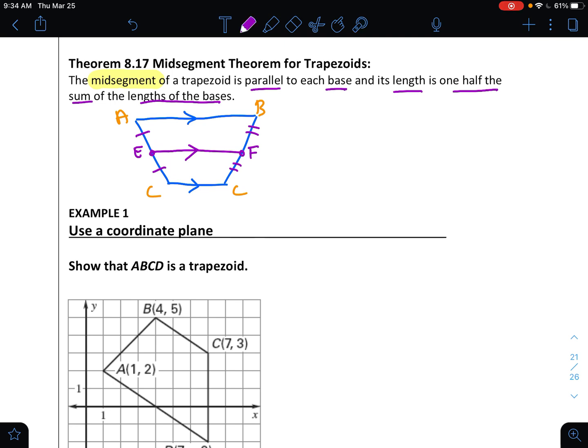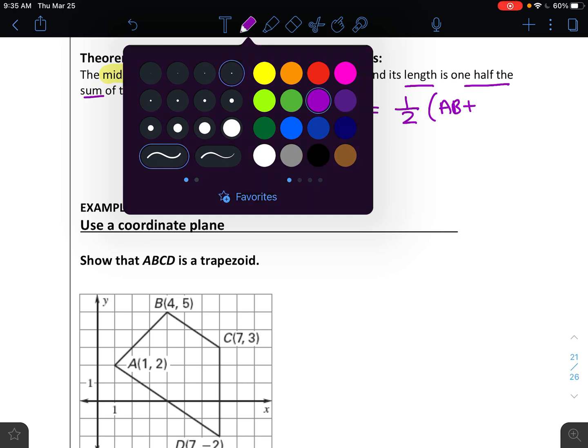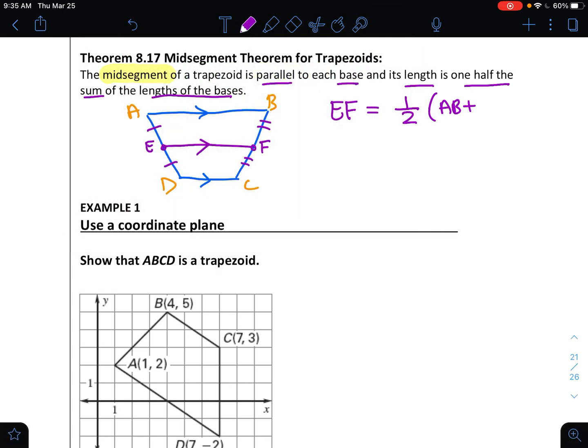Okay, so let's go back to the length one. The length of the mid-segment is 1/2 the sum of the lengths of the bases. So let's use this with just the names. The length of the mid-segment, EF, is equal to 1/2 the sum. So I'm going to add together the bases, AB plus, oh, I just noticed I did A, B, C, C. Let me fix this one down here. That should be a D. Sorry about that. A, B, C, D. That's a little better. Okay, let's go back to the formula.